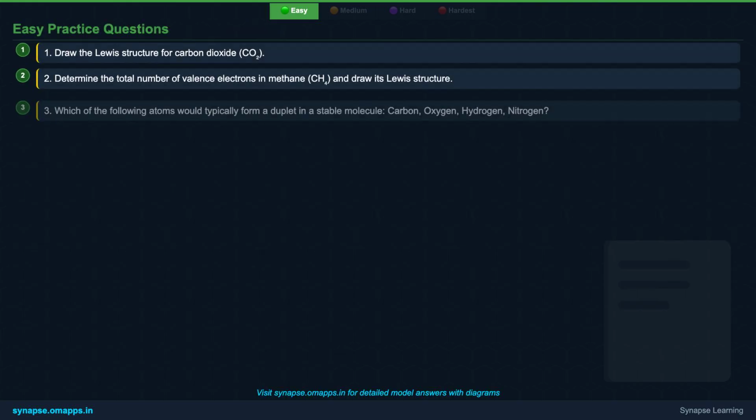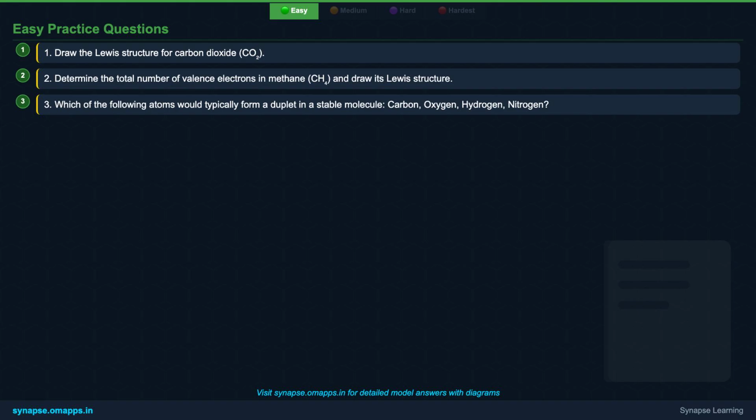Now, it's your turn to practice. Try drawing the Lewis structures for carbon dioxide and methane. For the third question, think about which of the given atoms typically aims for just 2 valence electrons in a stable molecule. Pause the video, give these a shot, and reinforce your understanding.